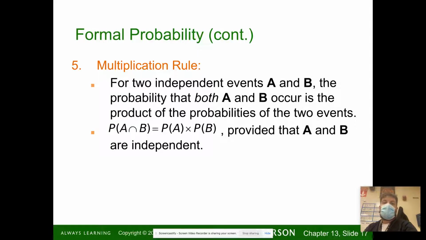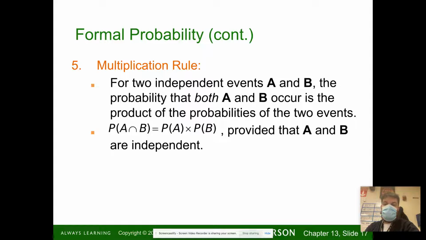Multiplication rule. Same scenario, except now I want to figure out what's the probability of both of them occurring. In other words, what's the probability of me getting a 2 and the probability of me getting a red in one trial, right? Even though they're independent, I want to figure out the probability of getting that combination of 2 things. Well, here the math is a little different. We would multiply those 2 probabilities, okay?